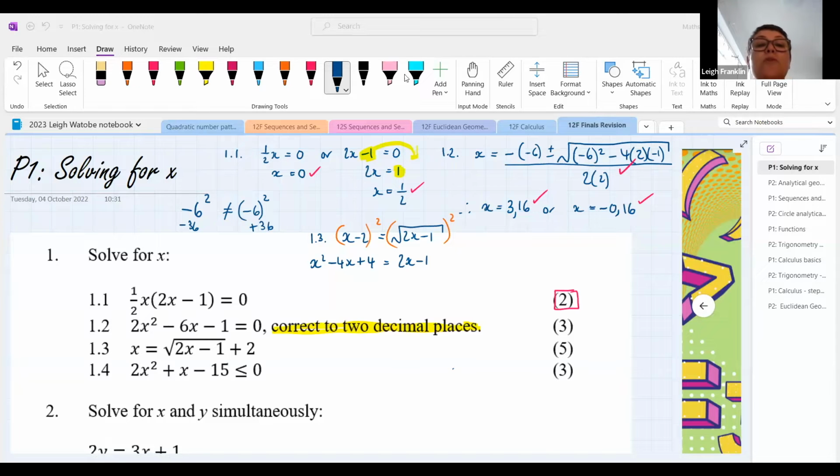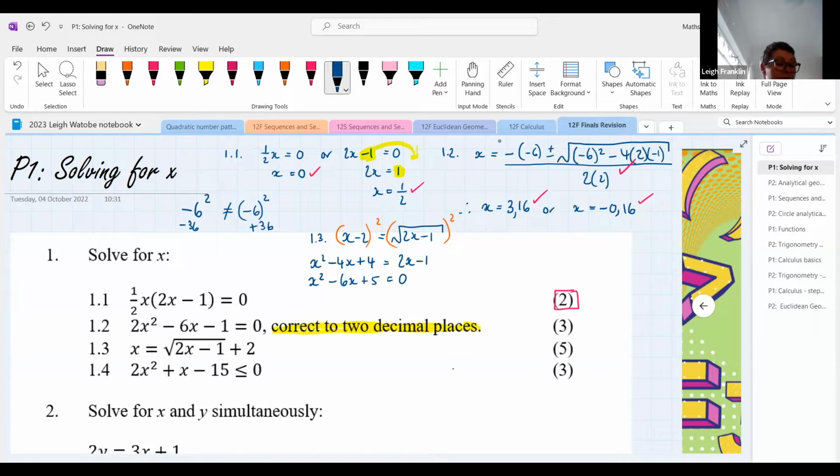Now, because it is quadratic, same rules as always, get everything onto the left-hand side and make it equal to 0. So this is now going to become minus 6x, and here it's going to be plus 5 equals 0. Okay, so I have transposed the 2x and the minus 1. And now it's in standard form.